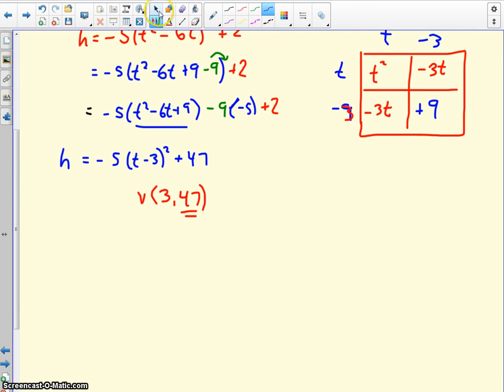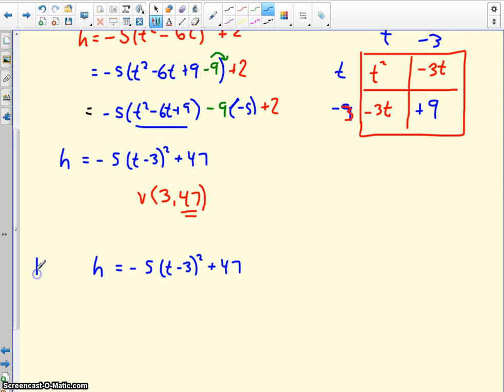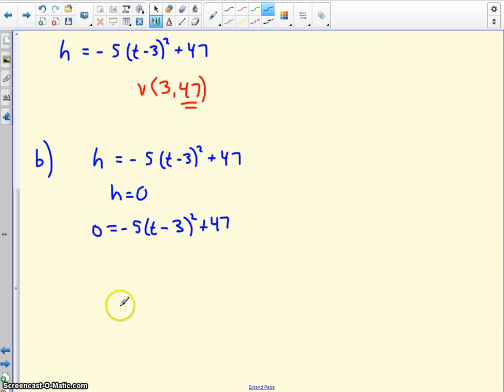Because we know if we're trying to find the zeros, so for part B, then the height of the ball is going to be equal to 0. So if the height of the ball is equal to 0, we can sub that into the equation. And the nice thing about vertex form is that the independent variable, which in this case is t, usually it's x, only shows up once. So if the variable only shows up once, we should in theory be able to solve it.